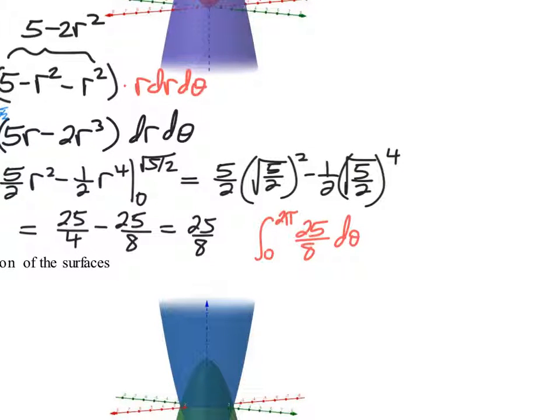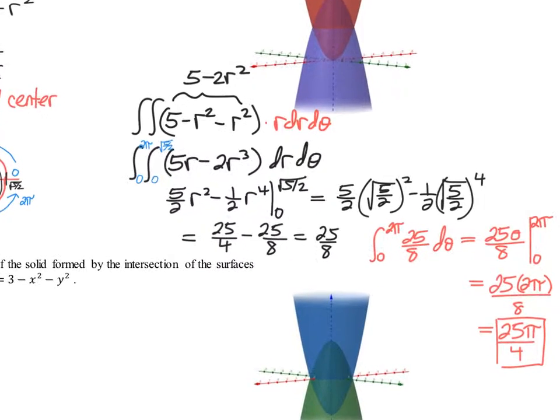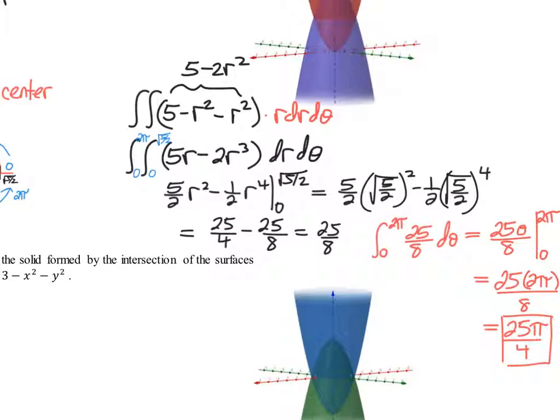Not something that we need a calculator for, as it turns out. It's just 25 theta over 8 going from 0 to 2 pi. Pop in the 2 pi, and you get 25 pi over 4. And so that would be the volume contained within those two surfaces.